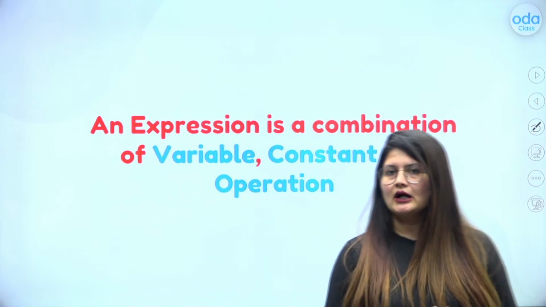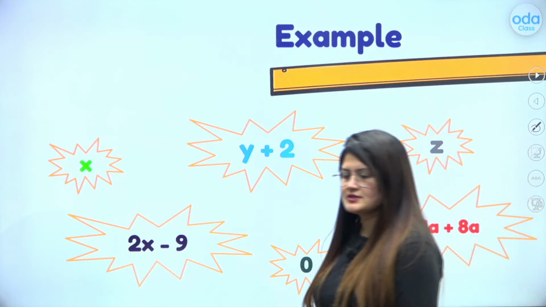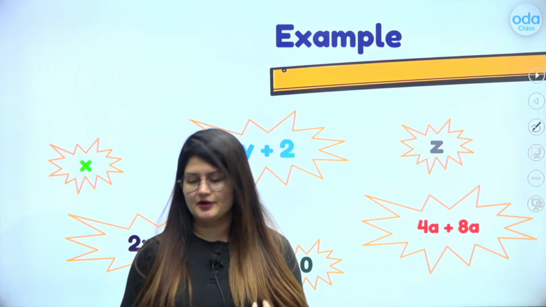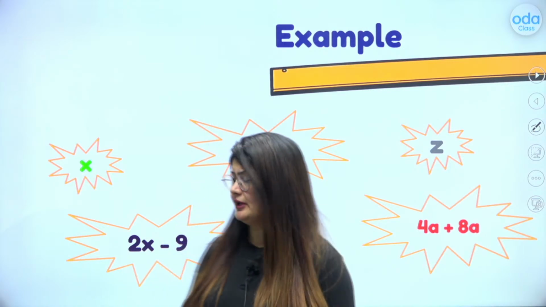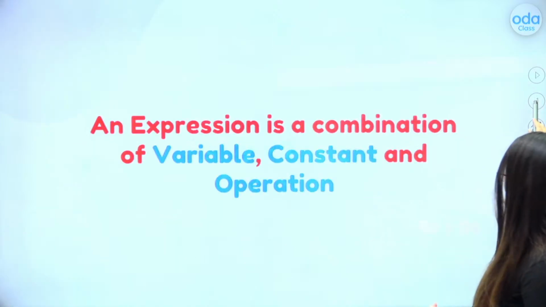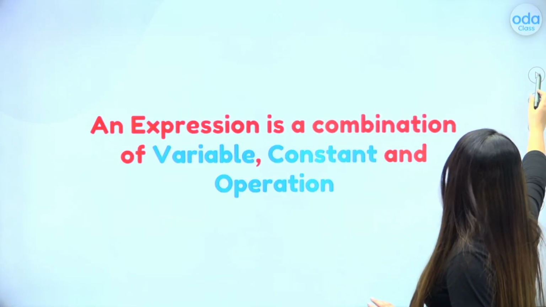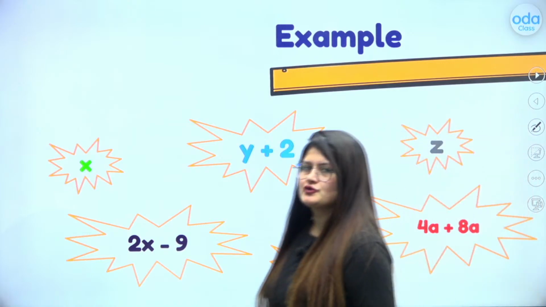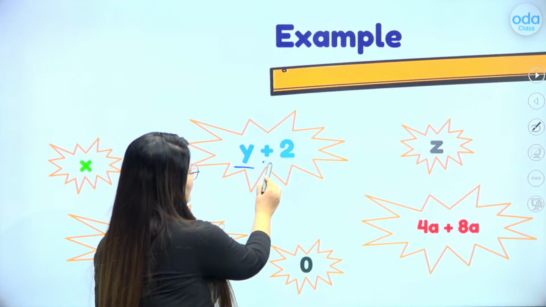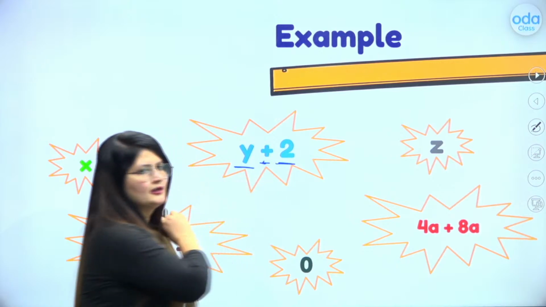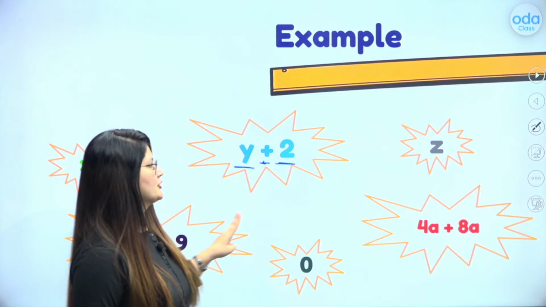Okay, moving on. These are some examples where we have all three things. We have a variable, we have an operation, and what's the third thing that we need to have, which is a constant. So let's see if we can figure out the three things here. Firstly, y plus 2: we have a variable, we have an operation and we have a constant. All three things are here. That means this is an expression.